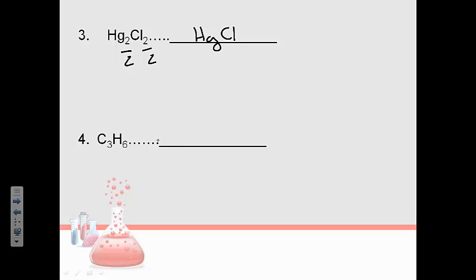C3H6. Okay, so this is something that's going to require me to do a factor tree. So let's go. We've got 3. We've got 6. Well, what goes into 3?